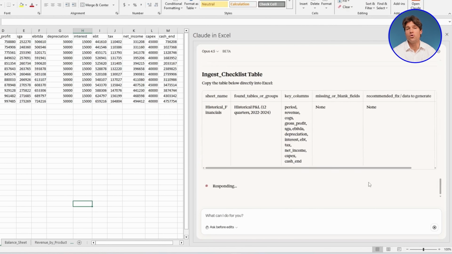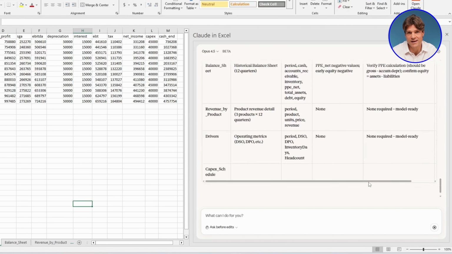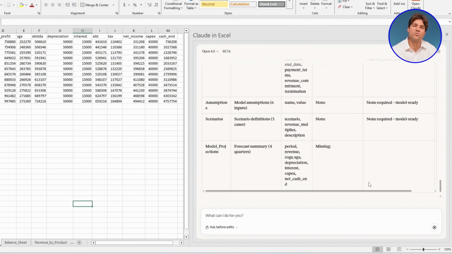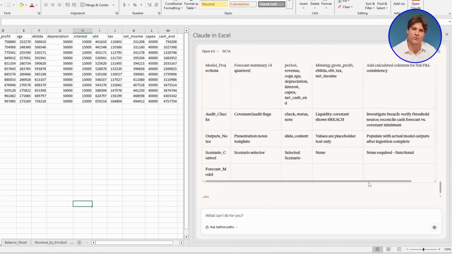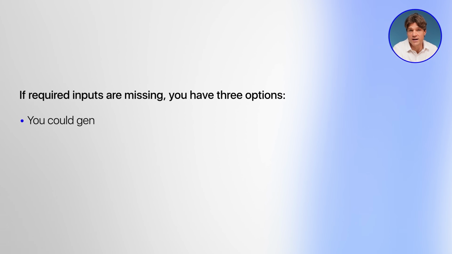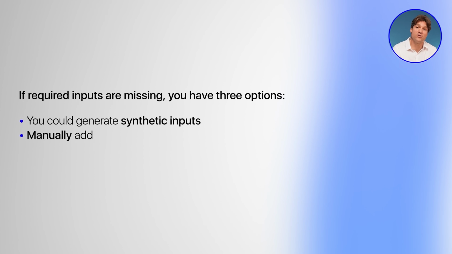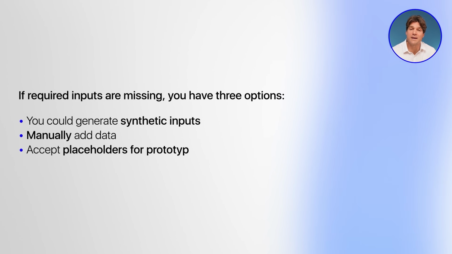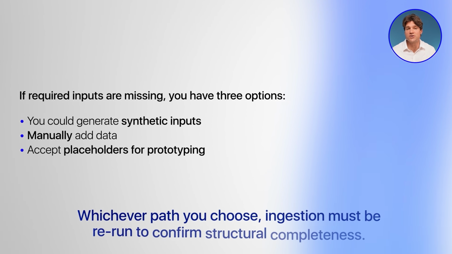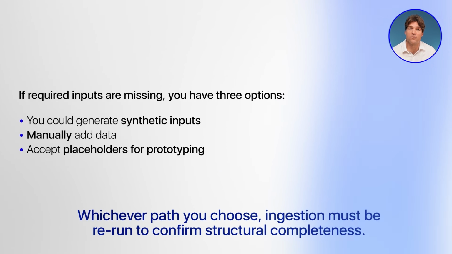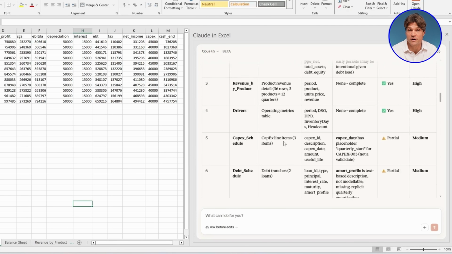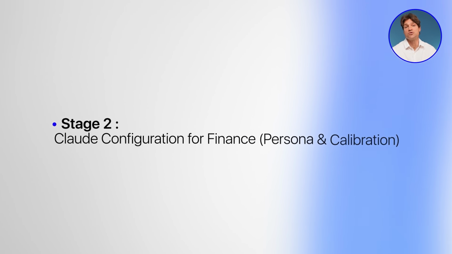There's a possibility that Claude may seem overly optimistic and that sheets may be marked as model ready too quickly. So this is where you need to remain skeptical. If required inputs are missing, you have 3 options. You could generate synthetic inputs, manually add data, or accept placeholders for prototyping. Now, whichever path you choose, ingestion must be rerun to confirm structural completeness. Now that we've achieved our desired outcome, we can move on to stage 2.